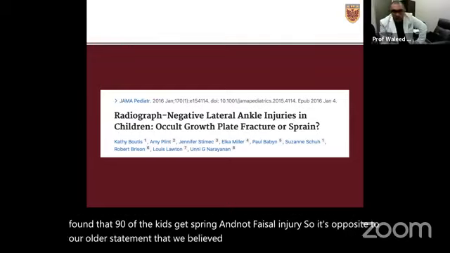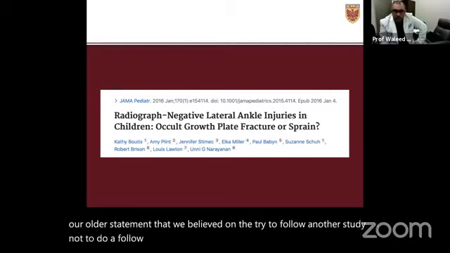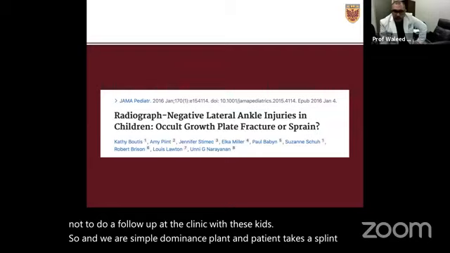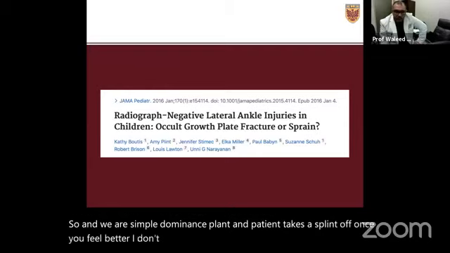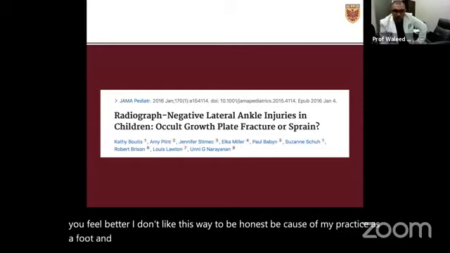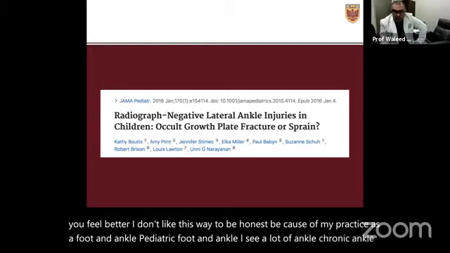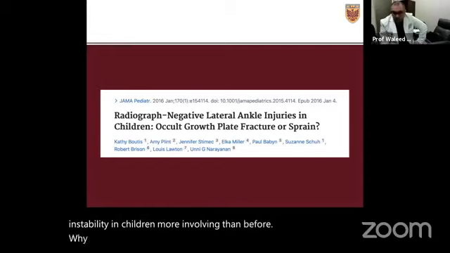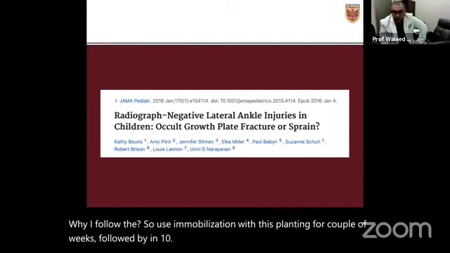They tried to follow with another study, not to do a follow-up at the clinic with these kids. So in the ER, they put them in a splint, and the patient takes the splint off once he feels better. I don't like this way, to be honest, because in my practice as a pediatric foot and ankle surgeon, I see a lot of chronic ankle instability in children, more than before. So I use immobilization with splinting for a couple of weeks, followed by intensive physiotherapy.